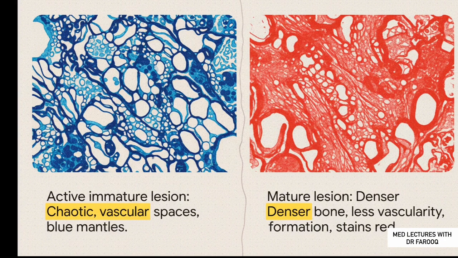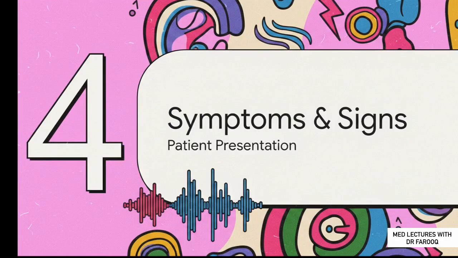In stark contrast, as the disease progresses into a mature lesion, the vascularity totally drops off. Bone formation ramps up with dense, fibrillar substance, and under the microscope it notably stains red. All right, Section 4. Symptoms and clinical signs.